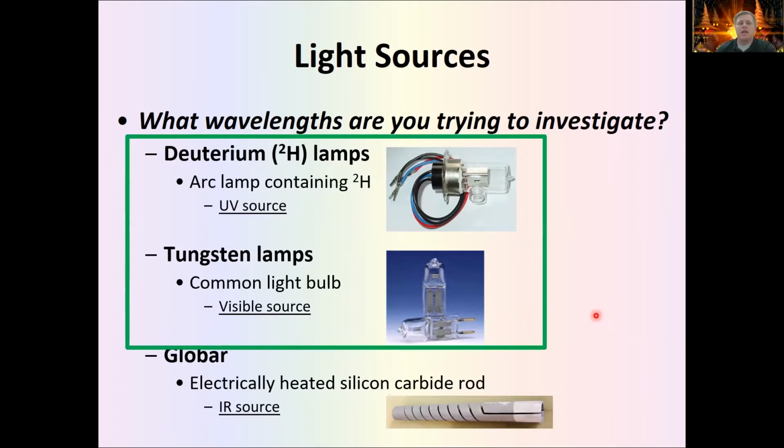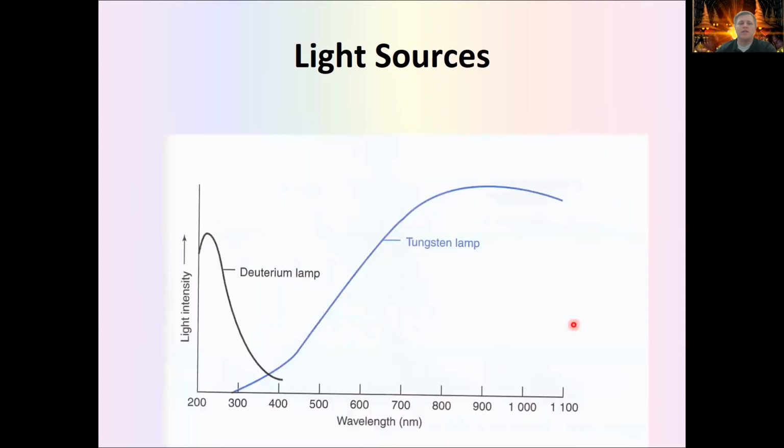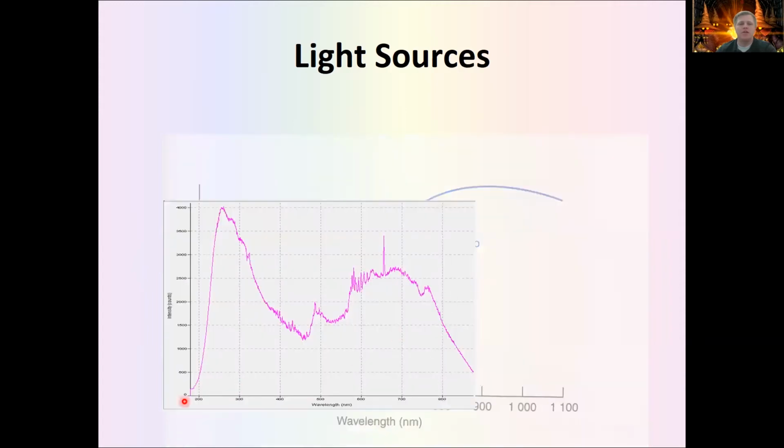So your book has a plot of the emission spectrum for both of these that looks like this. I've got the wavelength on the x-axis and the light intensity on the y-axis. They've got these drawn as really smooth lines, and they actually have the tungsten lamp going past 700 and 800 nanometers well into the infrared region over here. But this is what the emission spectrum of our lamps actually looks like.